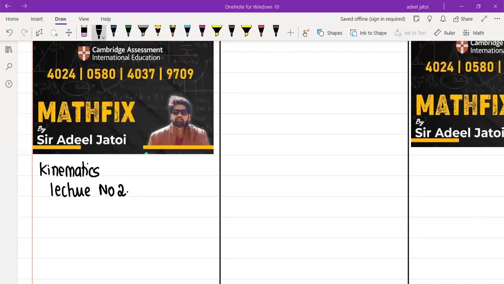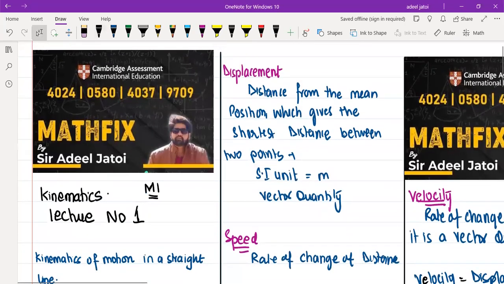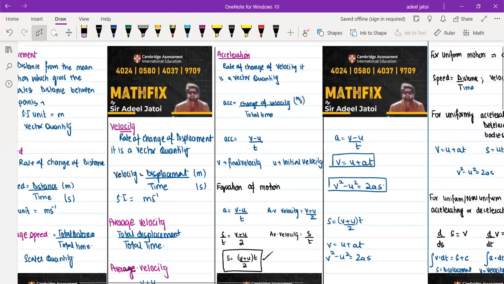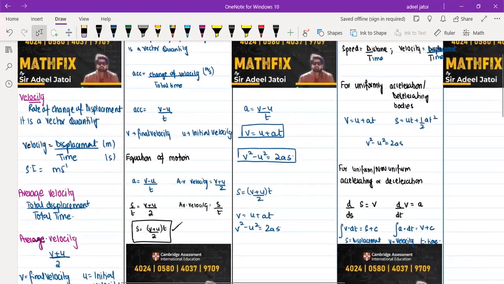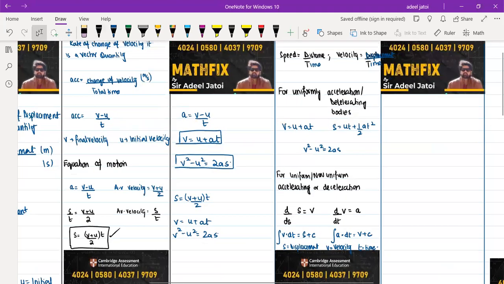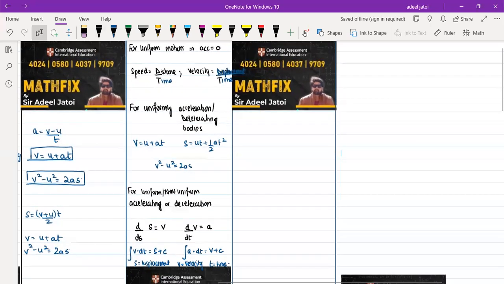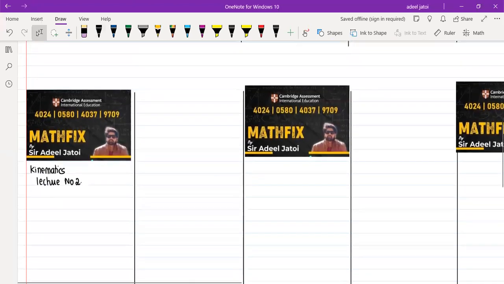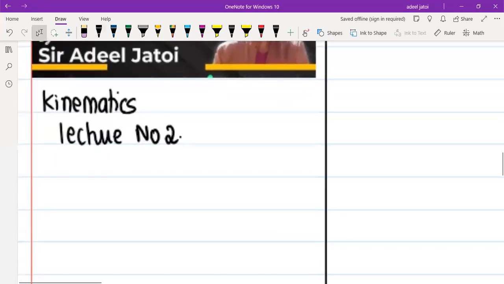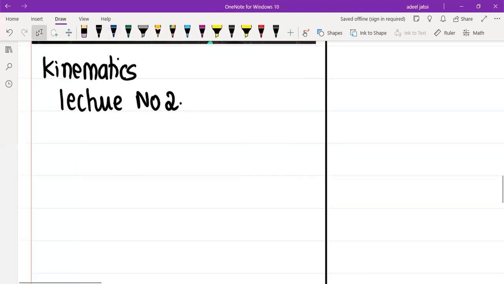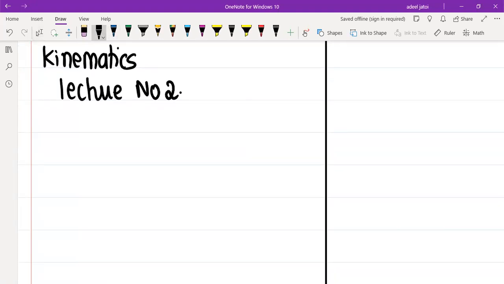Okay, ji. Kinematics, lecture number 2. So we started off with kinematics from the very basics: displacement, speed, velocity, average velocity. Then we worked upon acceleration, equations of motion, uniform acceleration, deceleration, and then uniform and non-uniform acceleration and deceleration concepts. Now, let's just work upon the graph itself.